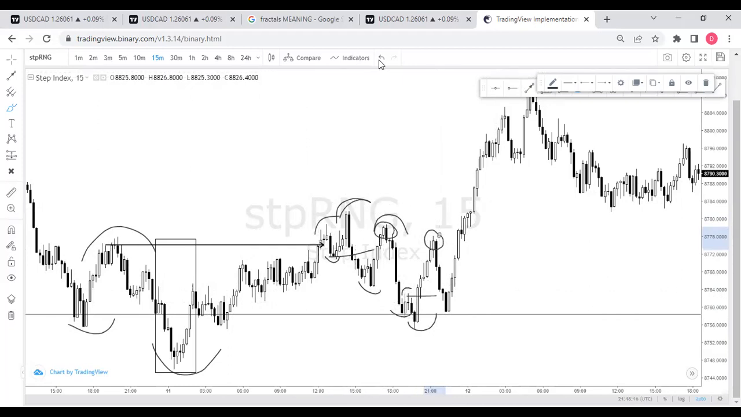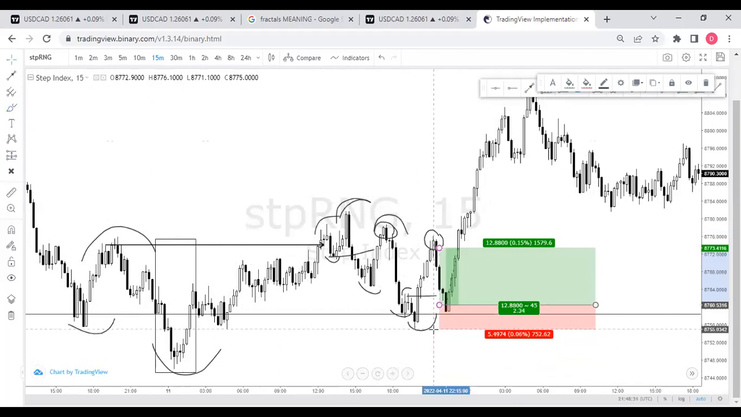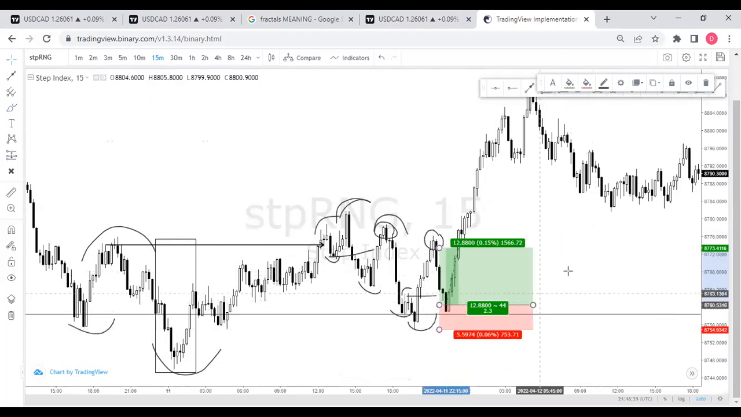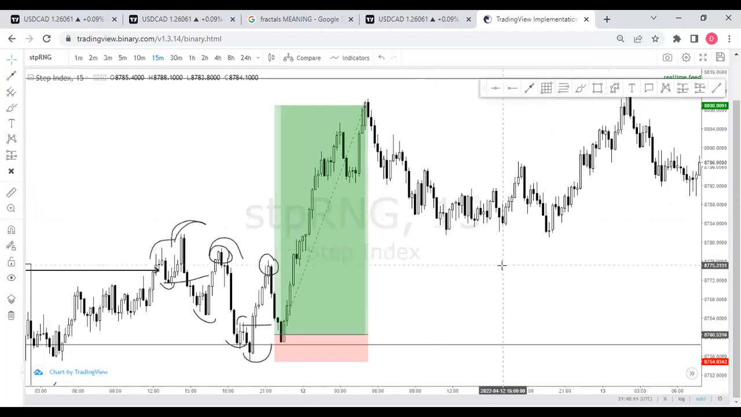So my entry would have been this imbalance here, 50% of that imbalance. Where is our long and short? So let's just say my entry was here and my stops would be here. Okay. And then that gave me a 1 to 8. Sheesh.